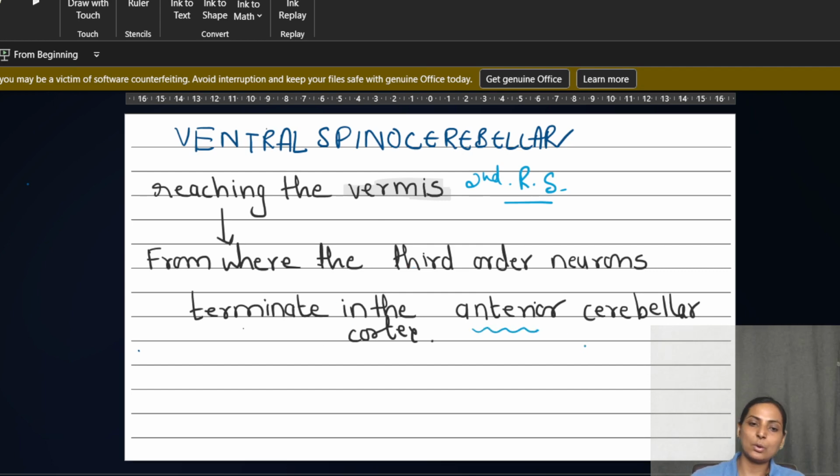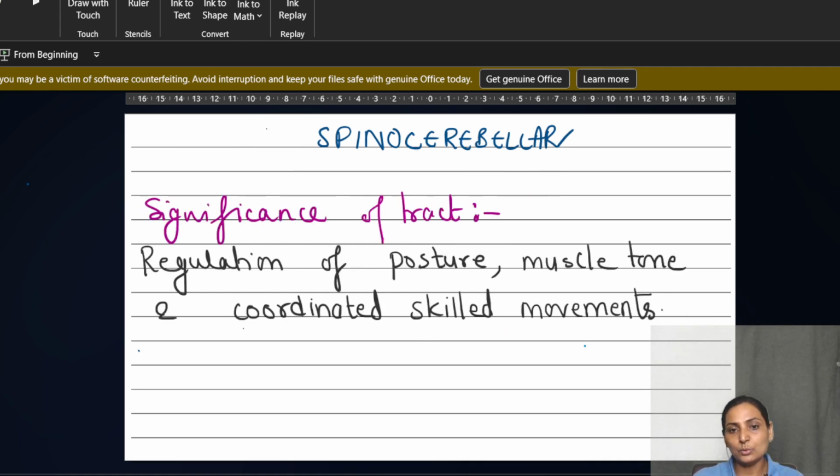anterior cerebellar cortex. So remember, dorsal is ipsilateral, ventral is having both crossed and uncrossed fibers. Dorsal is entering into the cerebellum via the inferior cerebellar peduncle, but the ventral is entering into the cerebellum via the superior cerebellar peduncle. This is the important difference between the two. Both of them are involved in the regulation of posture, tone, muscle tone and coordinated skill movements.